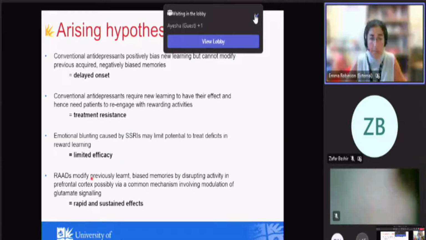Rapid-acting antidepressants, based on certainly what we're doing, are able to modify these previously learnt biased memories. We think it could be through disrupting a circuit, possibly a common mechanism involving modulation of the glutamate signaling and downstream plasticity changes. And that leads to rapid and sustained antidepressant effects.